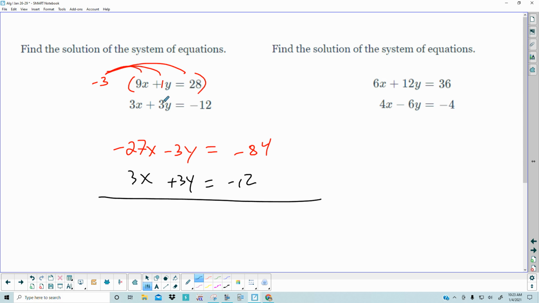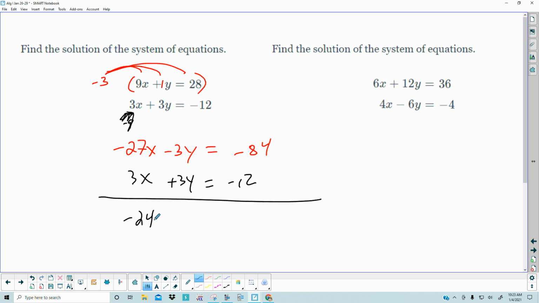Nothing said I had to go after the y's to get these the same. I could have turned this number into a -9 by multiplying all of this by -3. So then the x's would have canceled. I'll talk more about that in a second. Let's just finish this one.